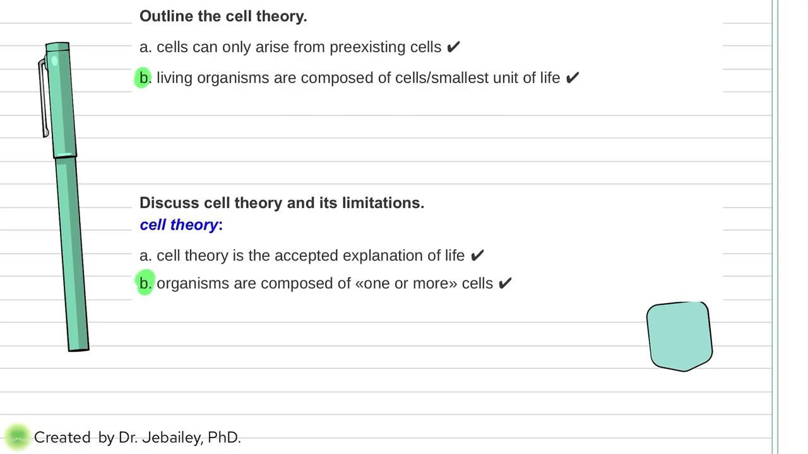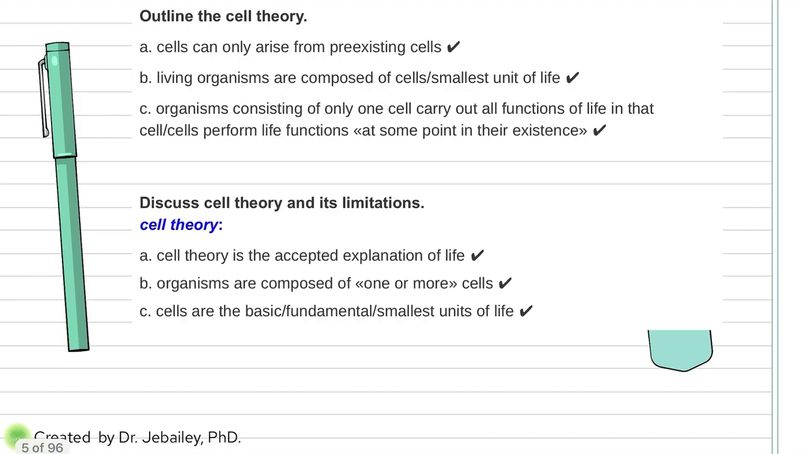Here it says living organisms are composed of cells, or another way, the smallest unit of life. And then here, organisms are composed of one or more cells. Look how close they are. They're basically saying that organisms are composed of cells. So in both types of question, even though one is an outline and the other is discuss, they're both asking you to mention this very important thing, that organisms are made of cells. So this part here, composed of cells and composed of one or more cells, should be in any mark scheme related to cell theory. Let's get more going on with this.